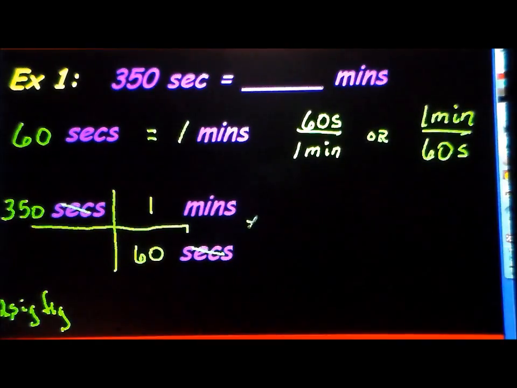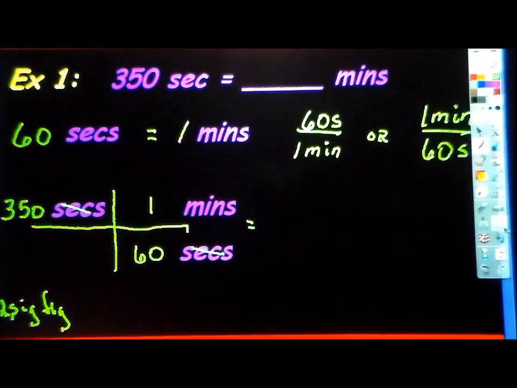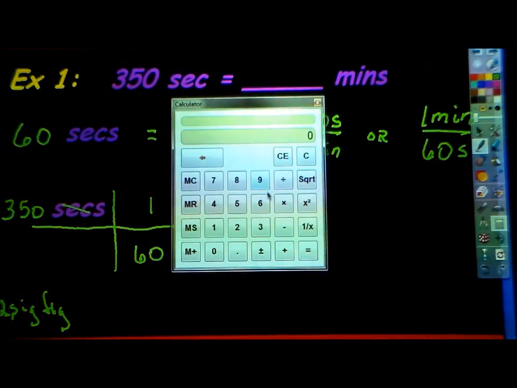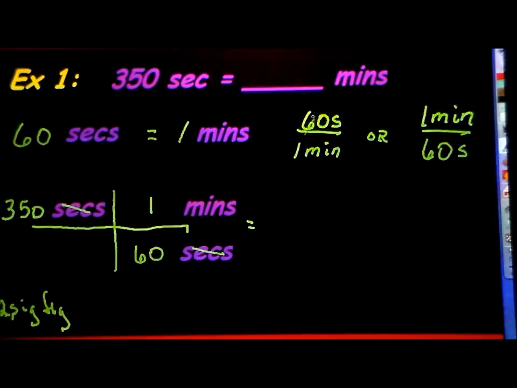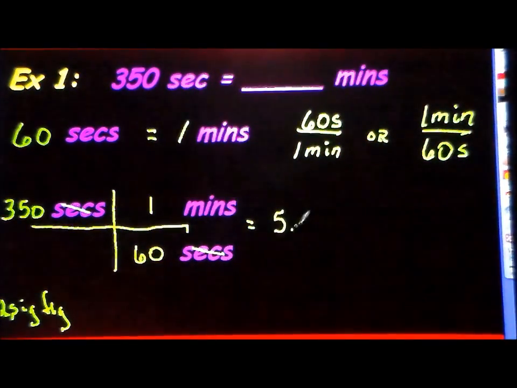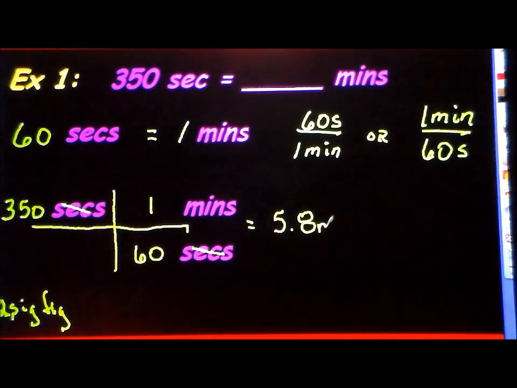So now we need a calculator to do this, so let's pull up the calculator. And we have 350 divided by 60, and I need 2 sig figs. So to 2 sig figs, those 3's are going to drop off, and my answer will be 5.8. And my units are minutes. And that's all there is to it.